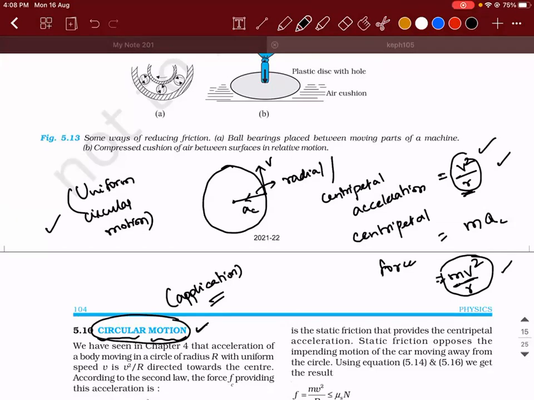For example, I would have told you about an atom. In an atom, there is an electron revolving around the nucleus, right? Then who is providing the necessary centripetal force here? Nucleus. It is the force existing between the nucleus and the electron. We generally call it electrostatic force. So the electrostatic force is what is providing the necessary centripetal force.